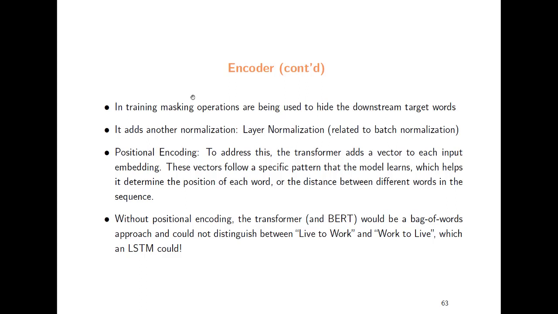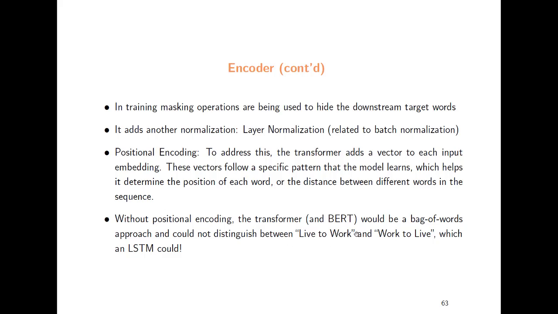In training, masking operations are being used to hide the downstream target words. So that's a form of self-supervised learning. It adds another normalization layer, the layer normalization, which is related to batch normalization. It uses positional encoding. Again, we don't want to be completely independent of the location of the word in the sequence. So this is done by positional encoding.